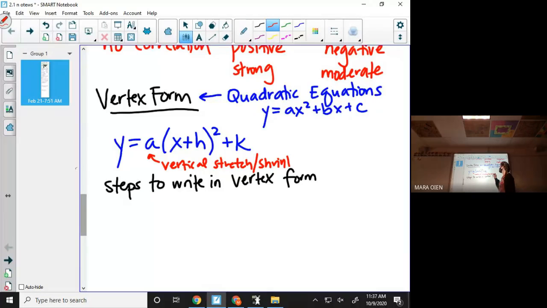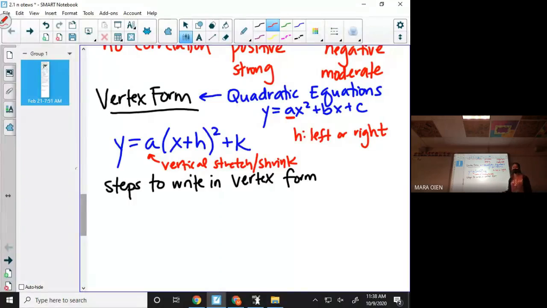The A out front will also tell me, is it opening up or is it opening down? That A out front is the exact same A that was out front here. So those are truly the same things. If I add on the inside, or technically subtract on the inside, anything inside tells me if it moved left or right. So that's going to tell me how far left or right it goes.